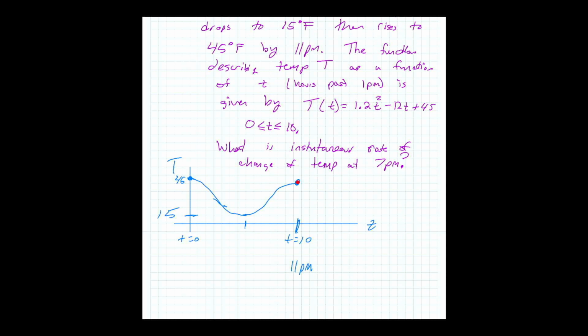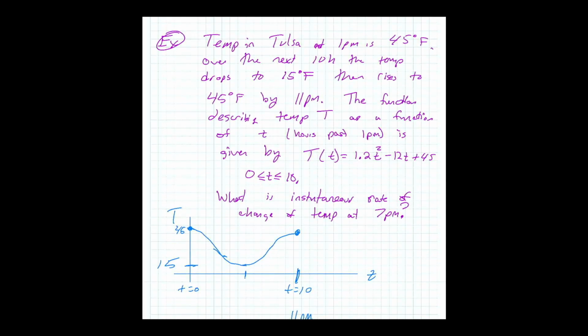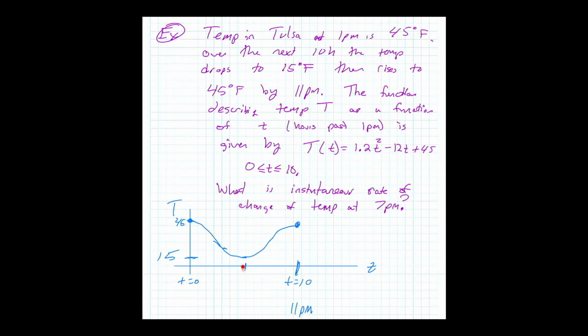Now, I mean, that's not physically realistic, right? Like, it's not 45 at 1 p.m. and then drops to 15 and then goes back up to 45 in a 10-hour period. Doesn't make sense, right? That'd be like the coldest part of the day is like 6 p.m. That's the exact opposite of what's true. So, don't worry about these being realistic. They are not. They're dumb. But this is what we have. Okay. And we don't actually know where this minimum is. It's just somewhere between 1 p.m. and 11 p.m. This happens.